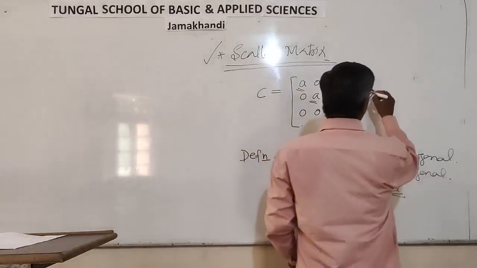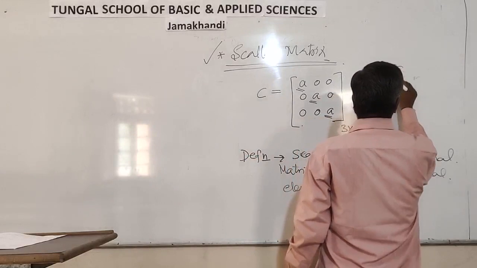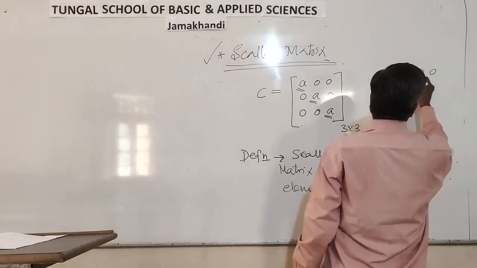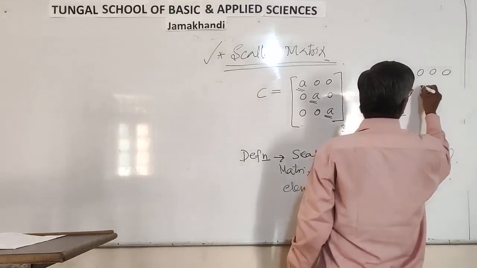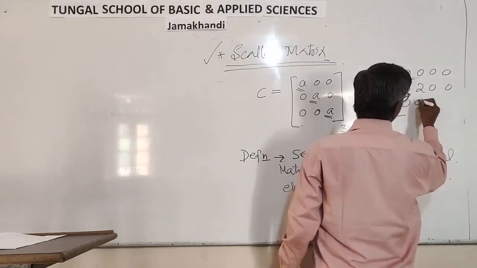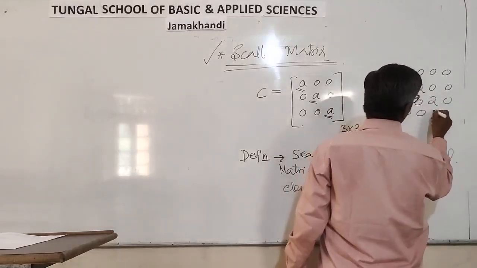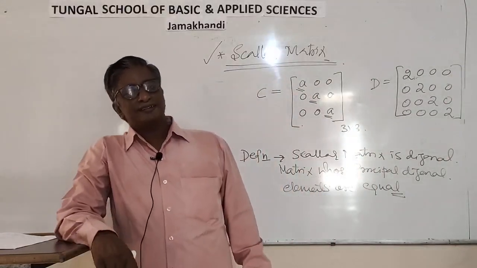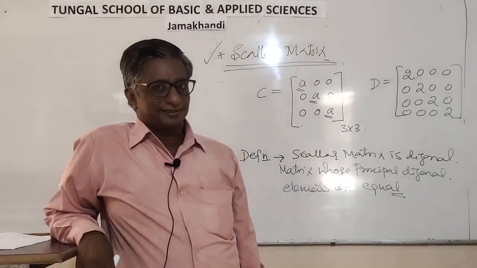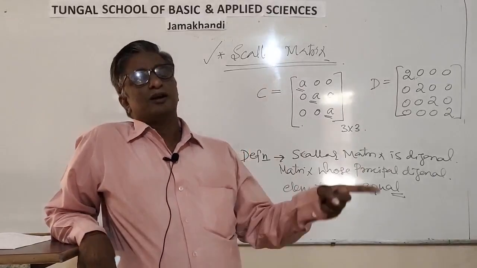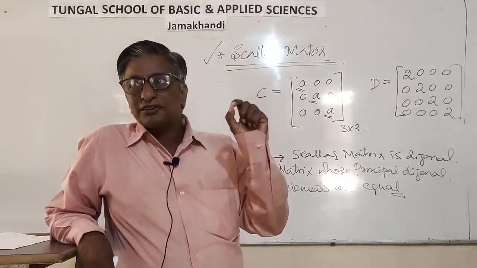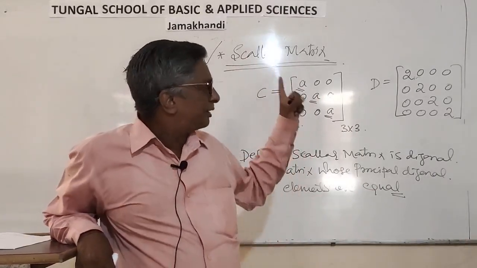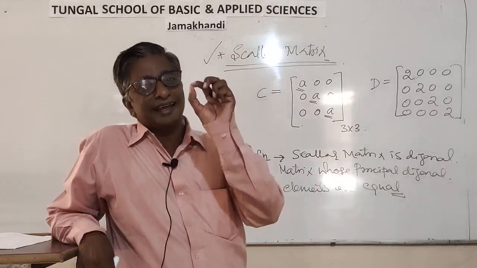Another example, if you want, D equal to 2 0 0, 0 2 0, 0 0 2. This is also an example of scalar matrix. In a diagonal matrix, the principal diagonal elements can be different. In a scalar matrix, all the principal diagonal elements are the same.